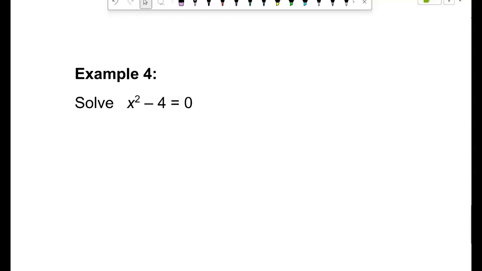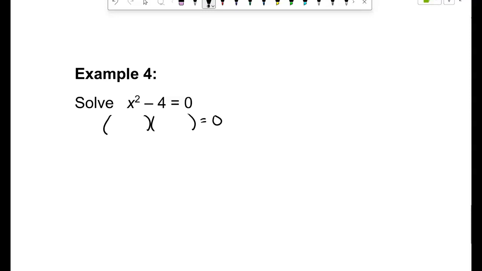It says solve x squared minus 4 is equal to 0. Okay? Now guys, is there a greatest common factor? Notice I didn't even ask you to set it equal to 0 because what is it? Equal to 0 already. Is there a greatest common factor? No. How many terms do you see? Huh. What do I do? What is that called?